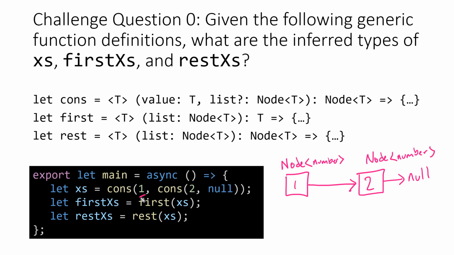And here, because we used numbers to build up this list, the type of x would, of course, be node number. That's its concrete type, rather than node T, which was in this cons definition, that was the type of the list parameter as well as the return type of that particular function call.